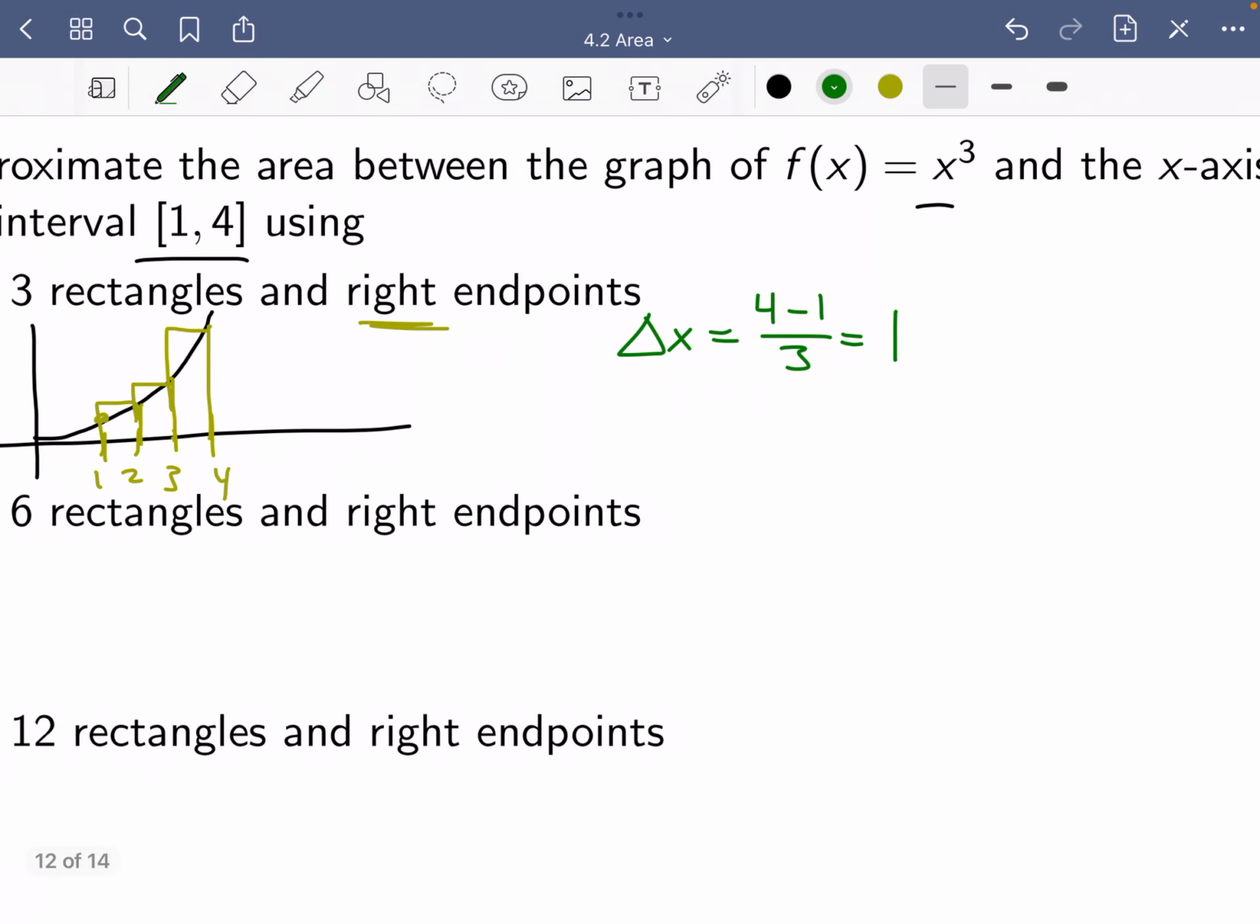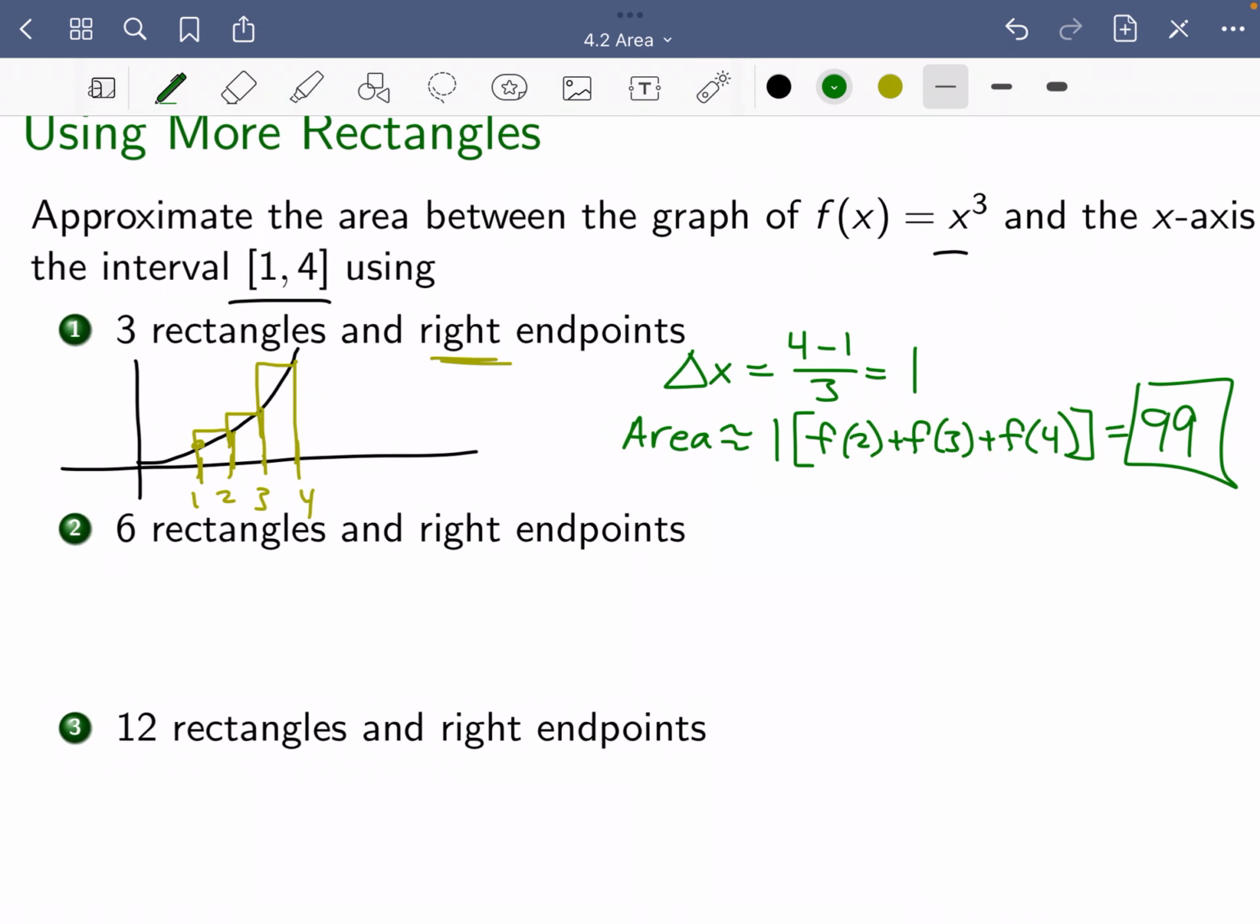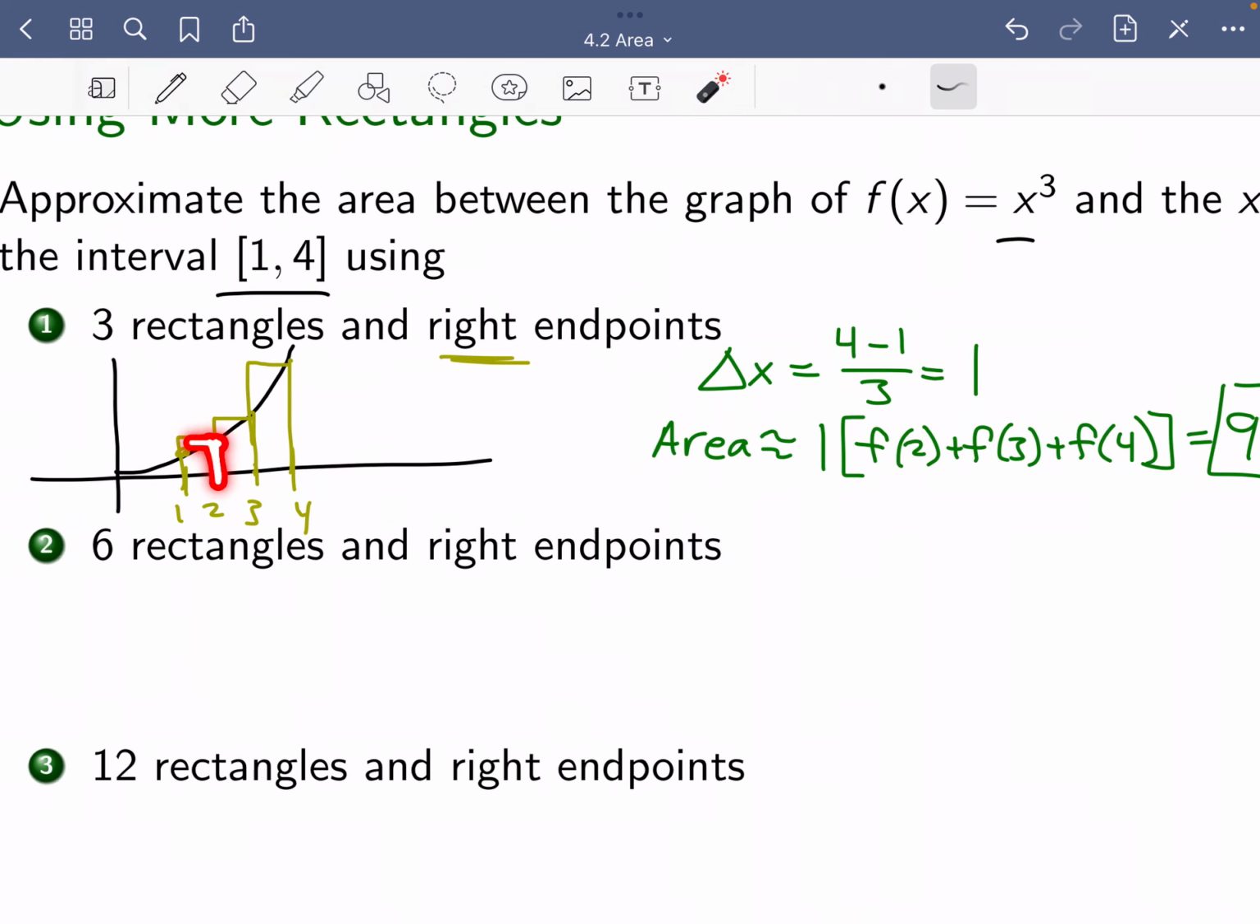Good. And so our area is approximately 1 times f of 2 plus f of 3 plus f of 4, which if we did that, we would get 99 as an approximate area. We started with 2 because 2 is the right-hand value for the first rectangle that we have.